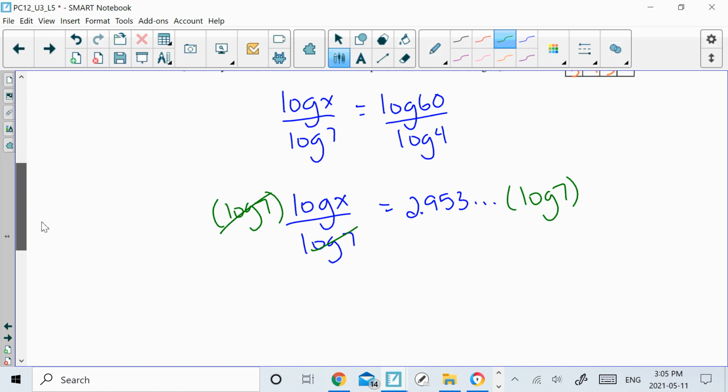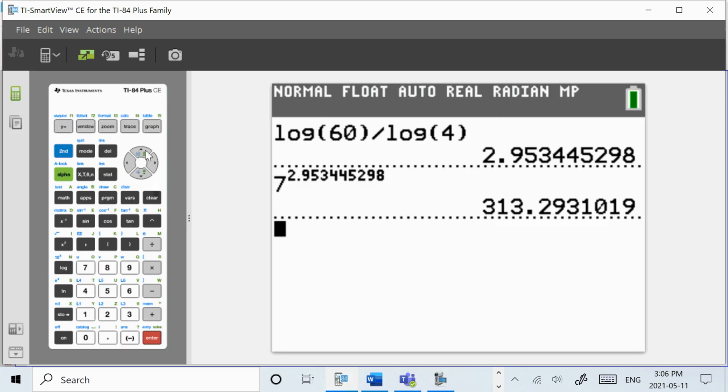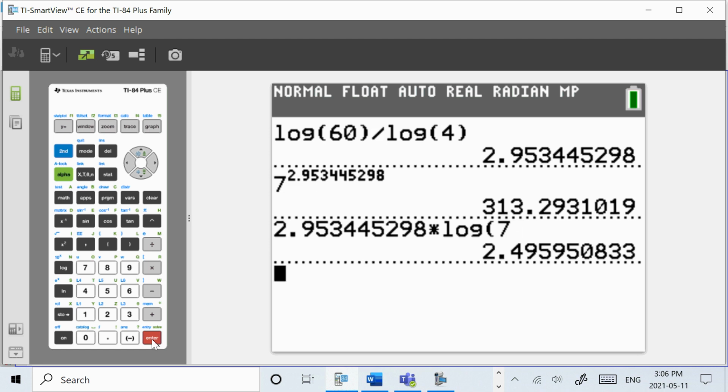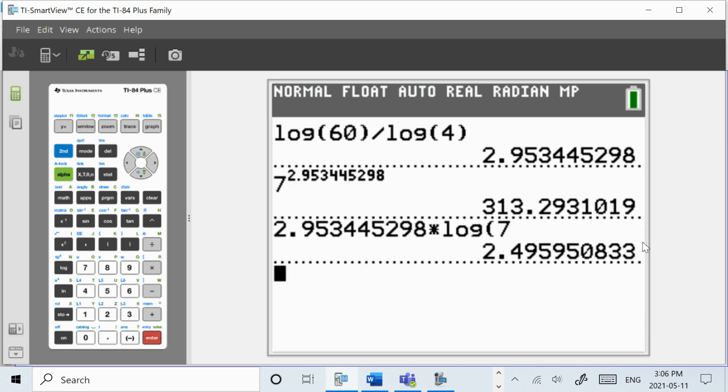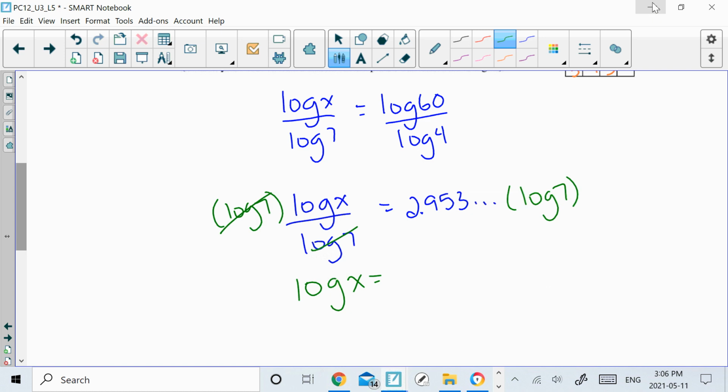And then what I will have is the log of x is equal to this answer here times the log of 7, and that gives me 2.495. So the log of x is equal to 2.495.